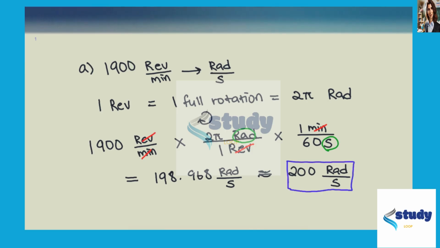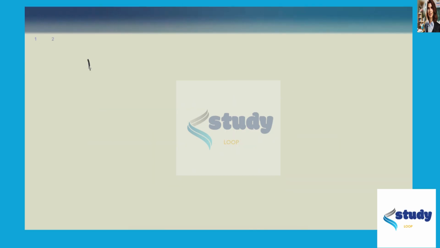Okay, so for part B, we want to know how many seconds it will take for our propeller to rotate 35 degrees. So we are given the angular velocity in this problem, and from part A, we've already converted our angular velocity in terms of radians per second. So I will be using that value.